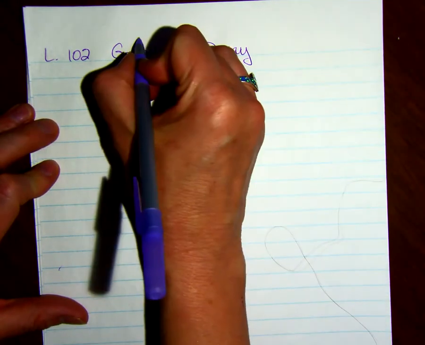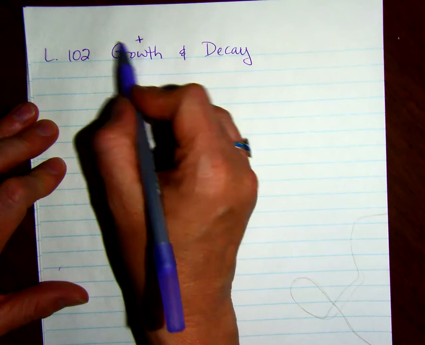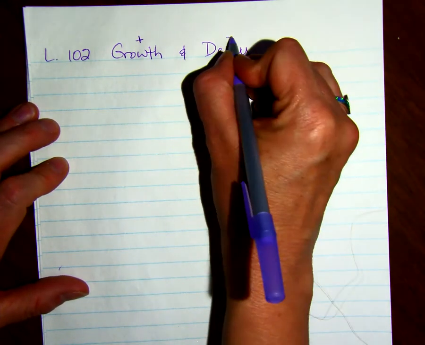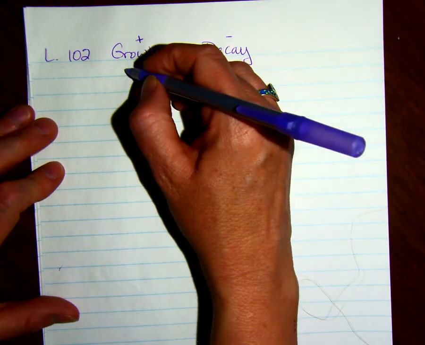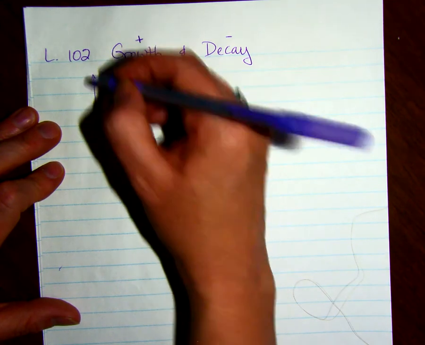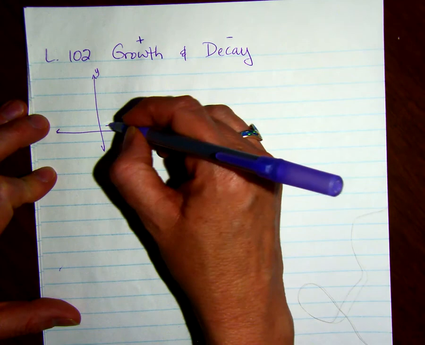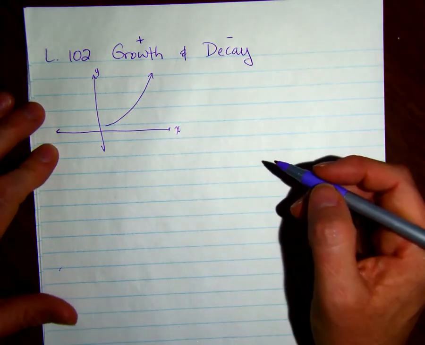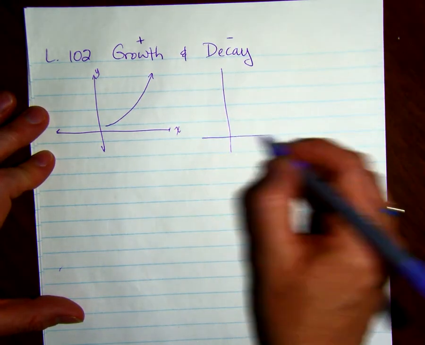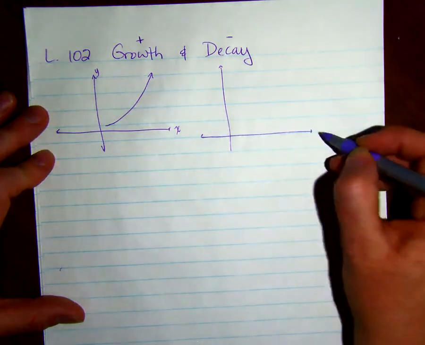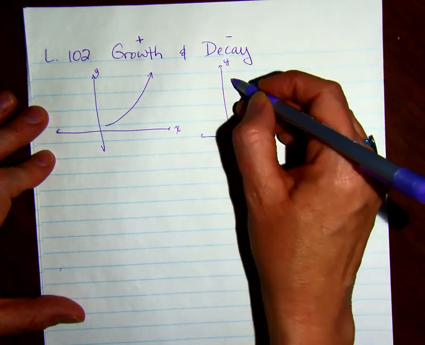When something's growing, it's getting bigger, so we're adding to it. If something's decaying, it's getting smaller. So when we have growth, it looks like, on a graph, that it's going to be getting bigger. If we're having decay, it's getting smaller, it will look more like that.